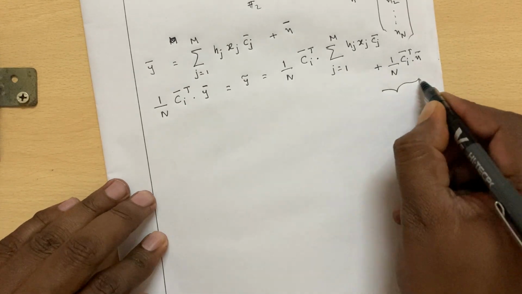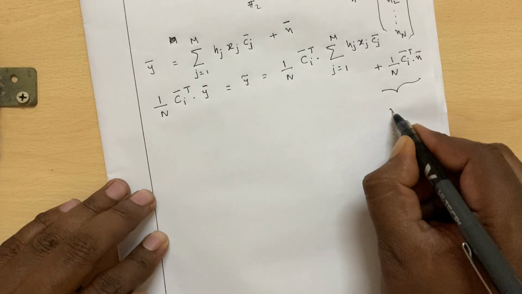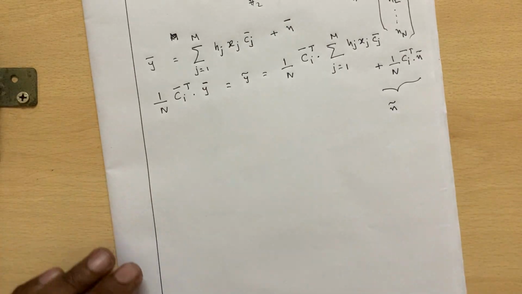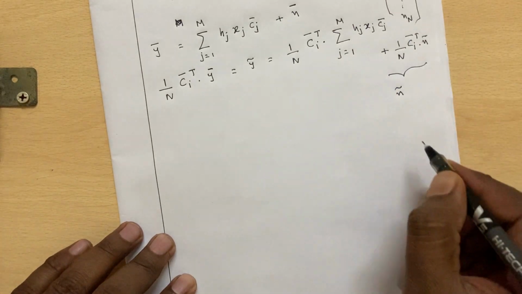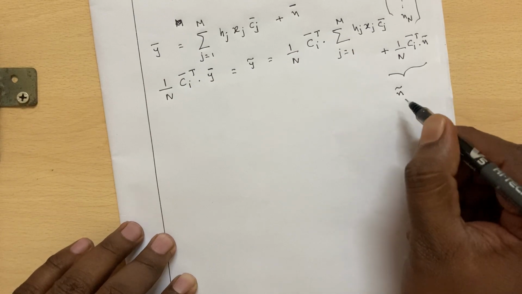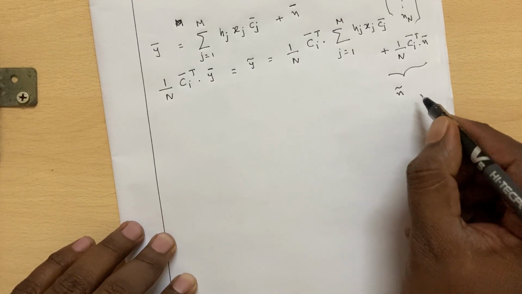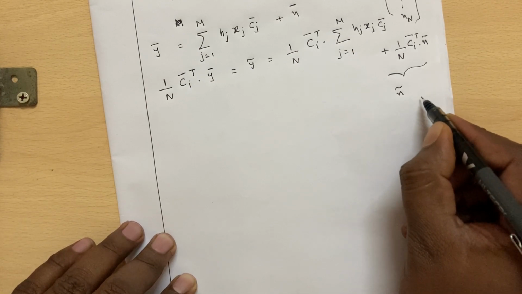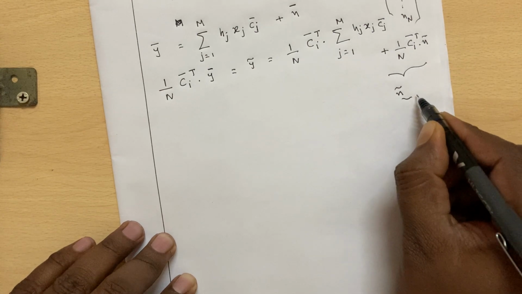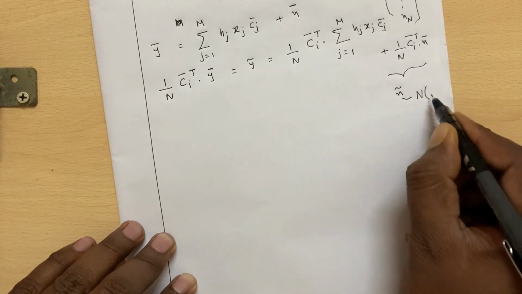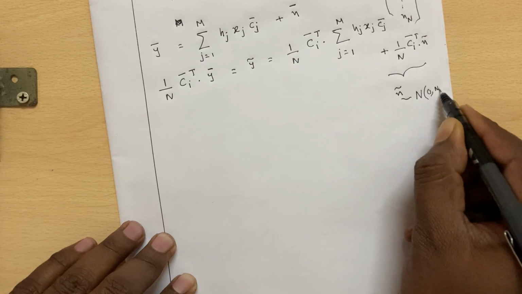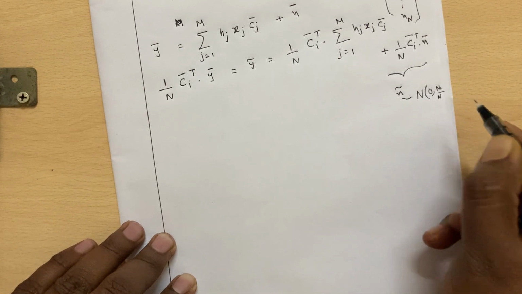And we know this value is nothing but n tilde. This we have discussed in the last class. This is a complex Gaussian noise, a normal distribution whose mean is 0 and whose variance is N naught by n.